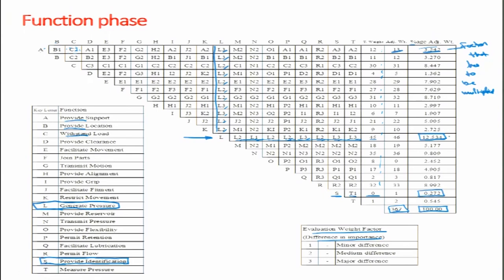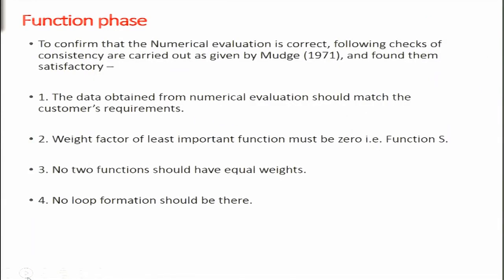Now we'll put these values, the adjusted weight, in an ascending order and give them a rank. To confirm that numerical evaluation is correct, following checks of consistency are carried out as given by Mudge, who has found them satisfactory. The data obtained from the numerical evaluation should match the customer's requirement. Okay, weight factor of at least important function must be 0, that is function S in this case. No two functions should have equal weights.